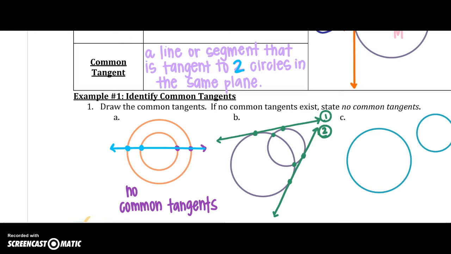If you notice, if I try to go through this middle portion right here, I do hit both circles right there, but I would have to keep going. And notice that I hit both of the other circles again, so I'm going to erase that one because that is not a common tangent. So in this example, I'm going to have two common tangents.